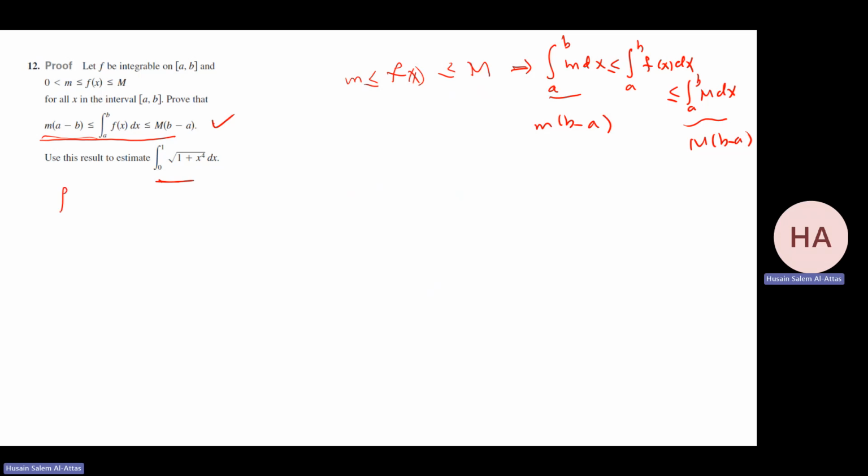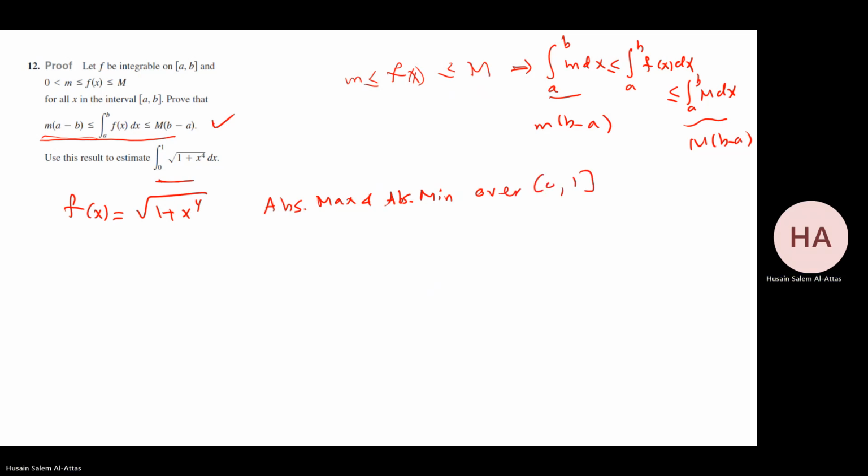I have this function. I need 4.1 for this. So I have this function, and I need to find the absolute maximum and absolute minimum over this interval, which we can do using 4.1.